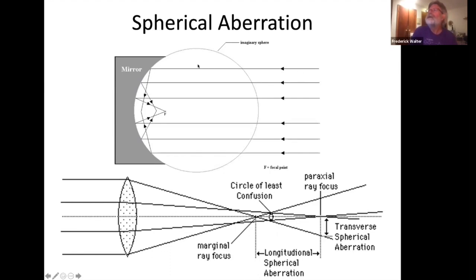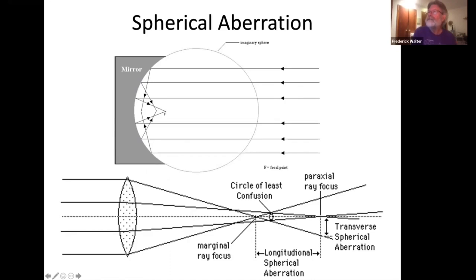The light coming in far away from the center focuses down here someplace, and the light coming in closer to the axis of the mirror, the paraxial rays, focus up here. So the light focuses somewhere between here and here, depending on where it hits the mirror. It's shown better in this diagram, but this has a lens rather than a mirror. So just think of the light as coming in from the opposite direction, coming in this way and coming out here.